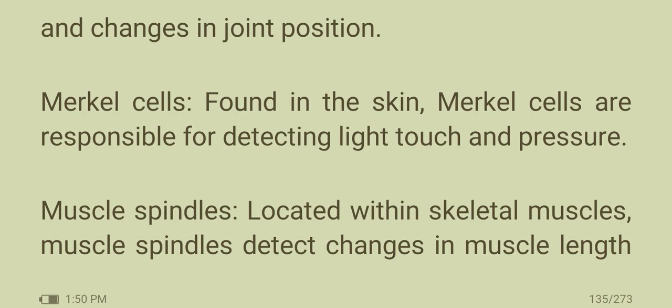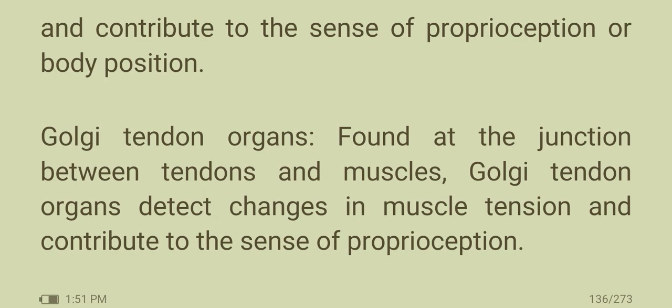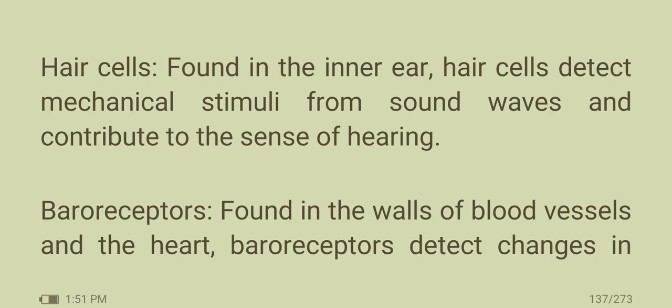Then muscle spindles, located within skeletal muscles. Muscle spindles detect changes in muscle length and contribute to the sense of proprioception, or body position. Then Golgi tendon organs, found at the junction between tendons and muscles. Golgi tendon organs detect changes in muscle tension and contribute to the sense of proprioception. Then hair cells, found in the inner ear.